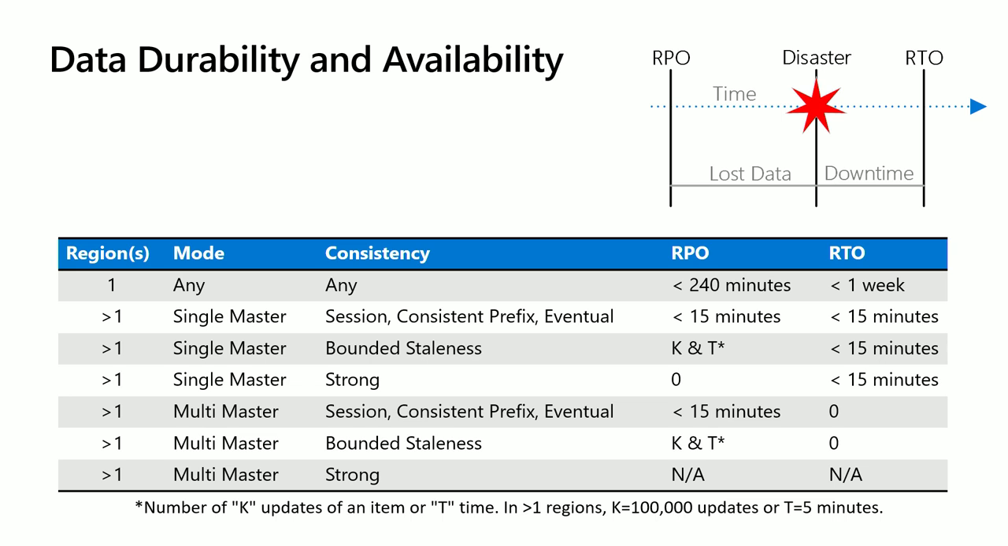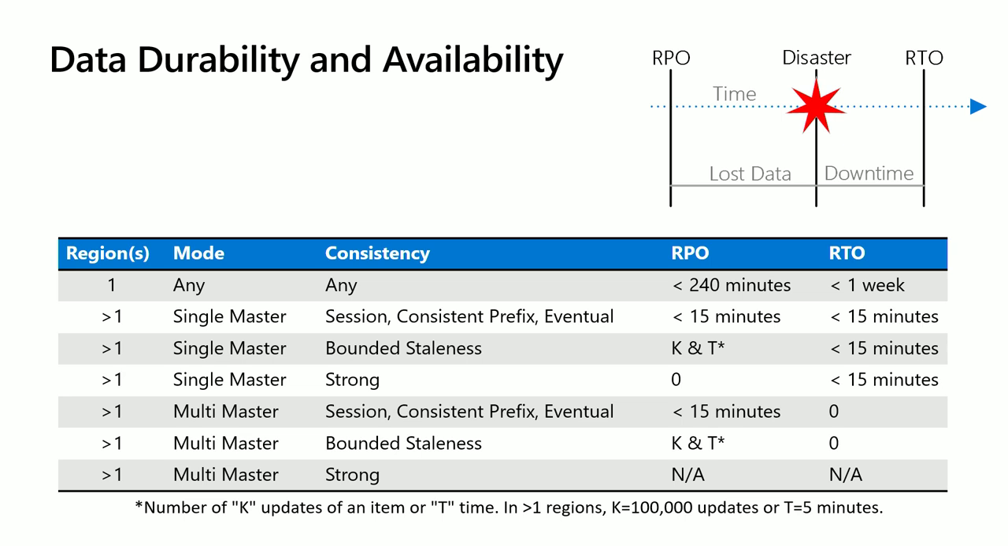Bounded staleness, as I said, is bound by time and updates. So it's a function of K and T, and that's 5 minutes or 100,000 updates for a multi-region deployment. Strong, RPO of 0, of course, right? Why? Because I've committed it into another region, or all the other regions, so I have no data loss whatsoever. Same RTO in terms of being able to fail over.